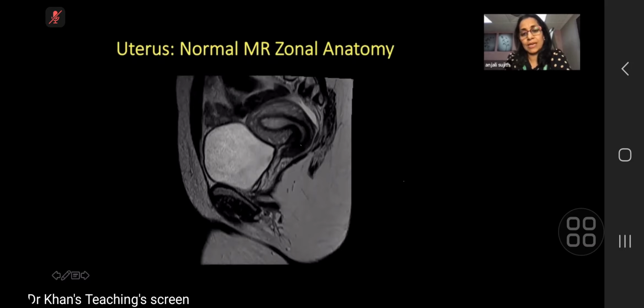Now, the cervix also has a beautiful zonal anatomy that's seen on T2 MR. The central endocervical mucosa with secretions will appear high signal.